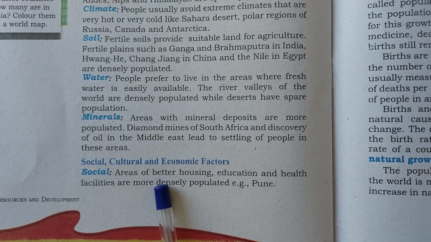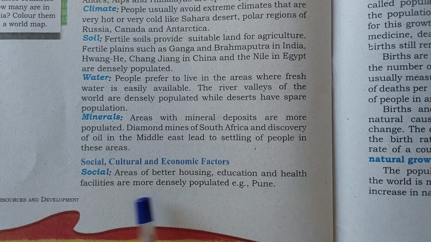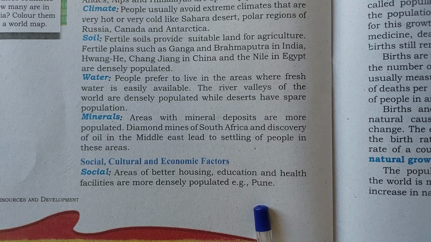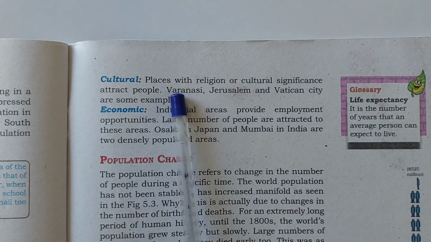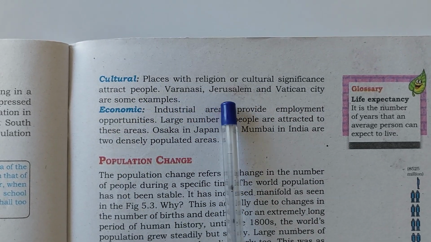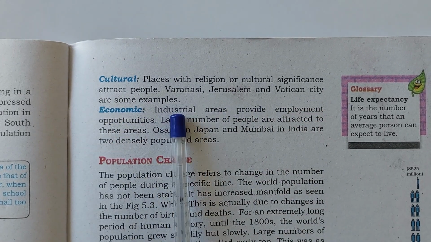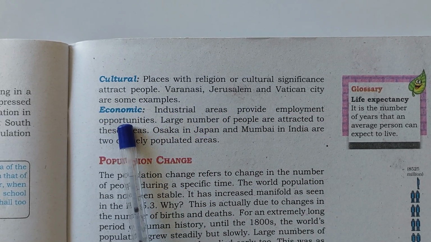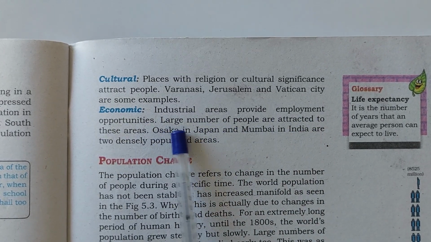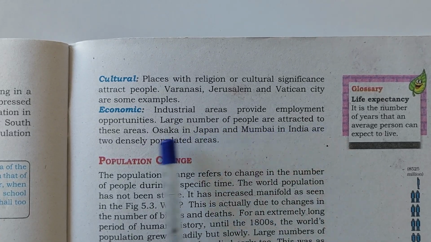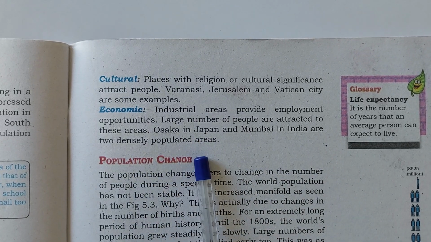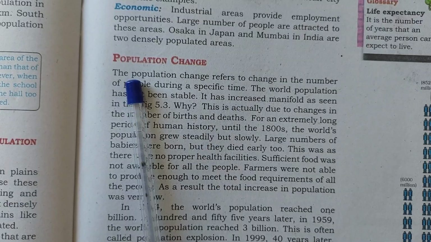Social. Areas of better housing, education, and health facilities are more densely populated, for example, Pune. Cultural. Places with religious or cultural significance attract people. Varanasi, Jerusalem, and Vatican City are some examples. Economic. Industrial areas provide employment opportunities. Large numbers of people are attracted to these areas. Osaka in Japan and Mumbai in India are two densely populated areas.